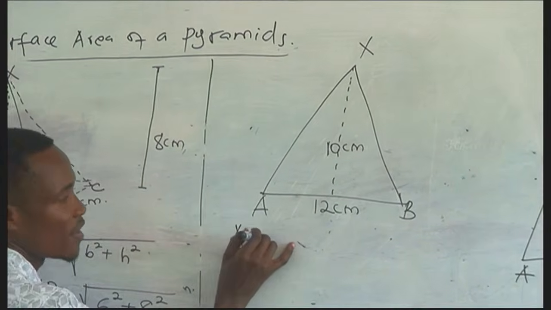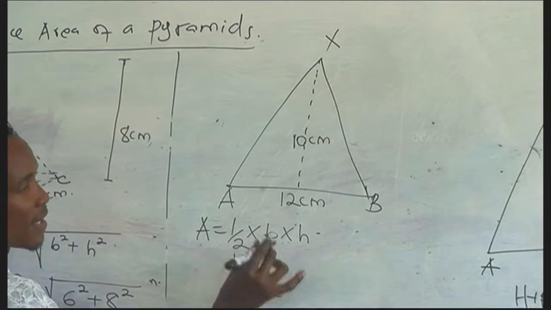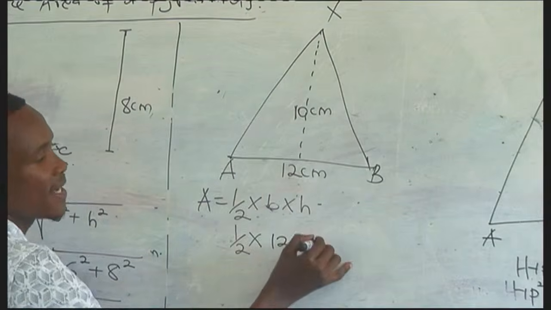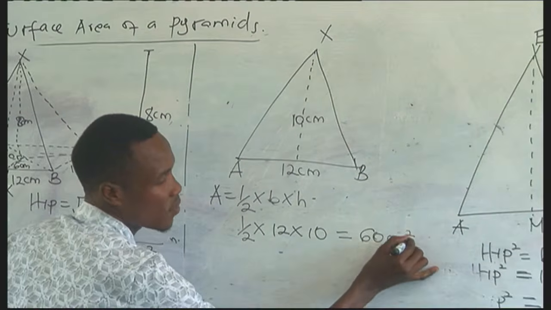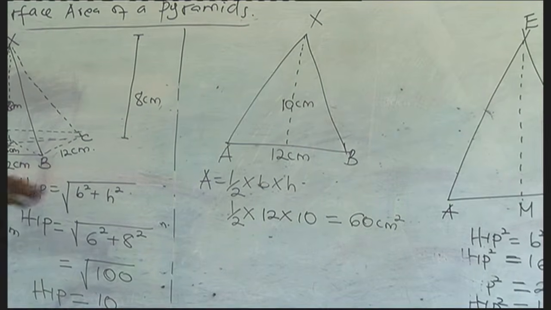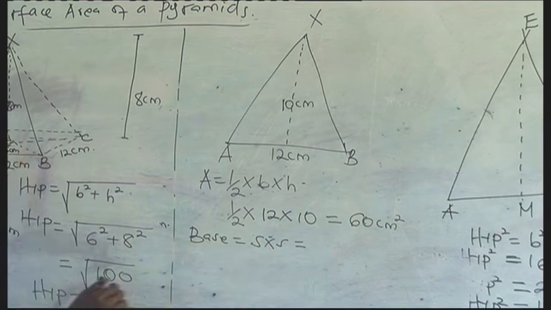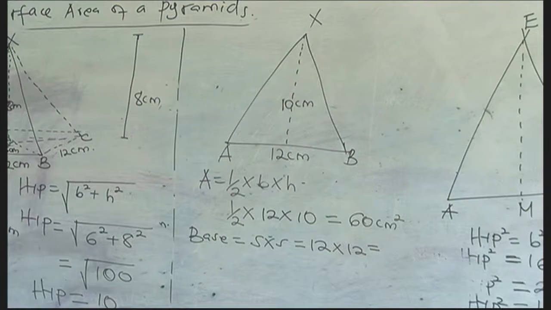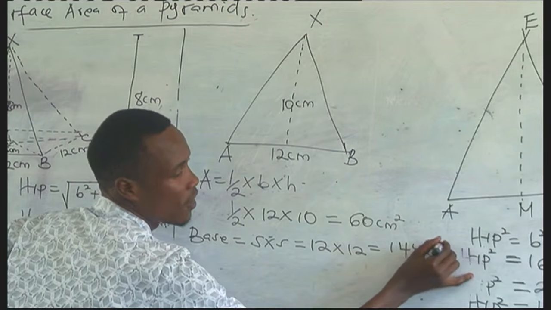So the area of that face will be a half times base times height, which will give us a half times the base, which is 12, times the height, which is 10. This will give you 6 times 10, 60 centimeter square. That is one triangle. The base is a square, so we say the base is side times side, where each side is 12, so it will be 12 times 12. The answer from the comment section is 144. So it is 144 square centimeters.